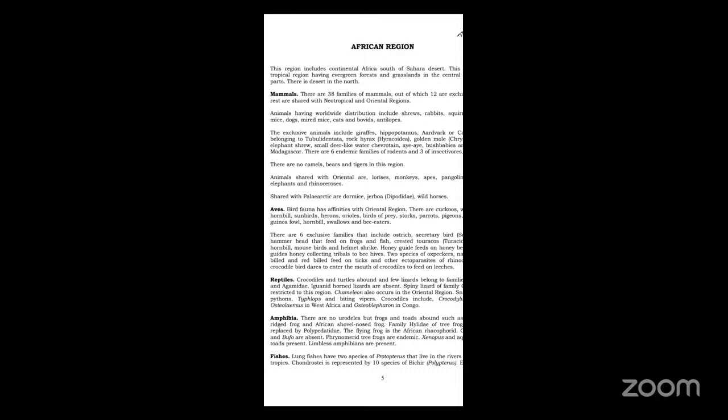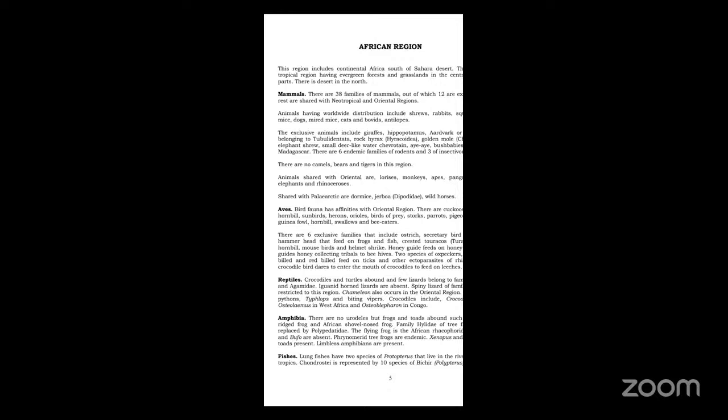So it is basically a tropical region having evergreen forest and grasslands in the central as well as in the eastern parts, and there is a desert in the north. So here the northern region is occupied by the deserts, whereas in the central as well as the eastern parts you have got evergreen forest as well as grasslands. So here the climate is tropical.